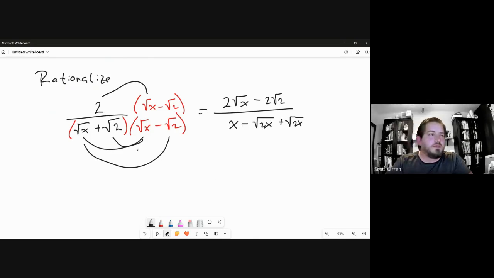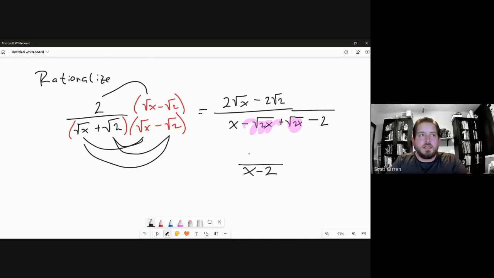Okay. And then plus 2 times minus root 2 gives me minus 2. But again, we see these two terms right here, the minus root 2x, the plus root 2x, they cancel out because one's minus, one's plus. And in my denominator, I end up with just this x minus 2. There's no more square roots. It's gone. It's rationalized. And in the numerator, it's okay that we have those radicals because we're more interested in having a rational denominator than we are having a rational numerator. And it's been rationalized.